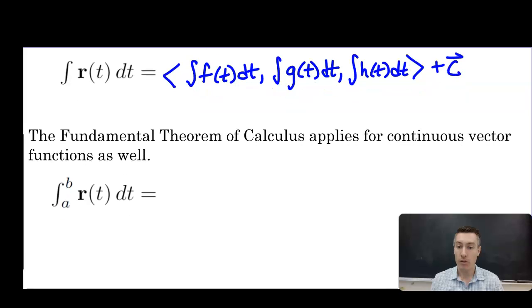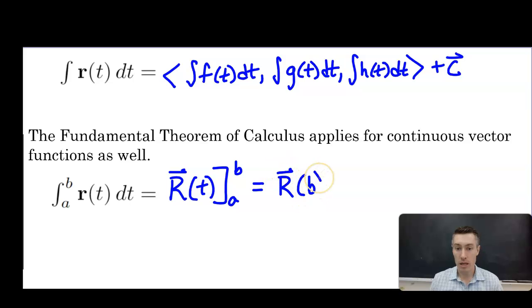The fundamental theorem of calculus applies for continuous vector functions as well. So now if we have a definite integral from a to b of r of t dt, then that's going to be equal to capital R of t, which we'll use as the antiderivative of r, evaluated from a to b. So that's going to be R of b minus R of a. So we evaluate the vector function we get after integrating at t equals b and subtract the vector function evaluated at t equals a.